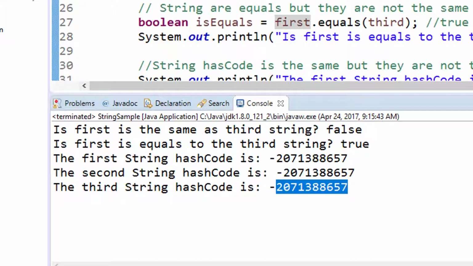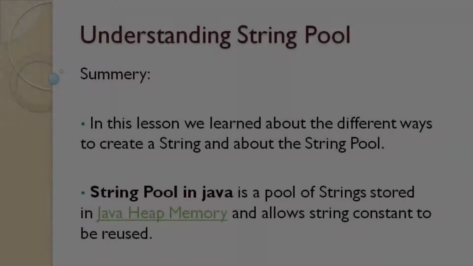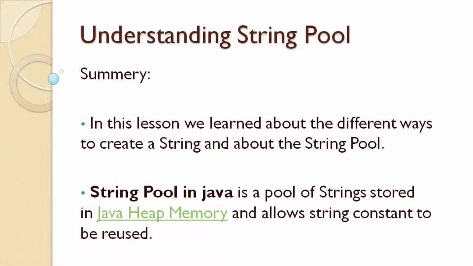Okay, it was a quite long lesson, but let's summarize it. In this lesson we learned about the different ways to create strings and about the string pool. As the name suggests, the string pool in Java is a pool of strings stored in the Java heap memory and allows string constants to be reused. It's like a cache. If this string is already created and exists, the program returns it as a reference.